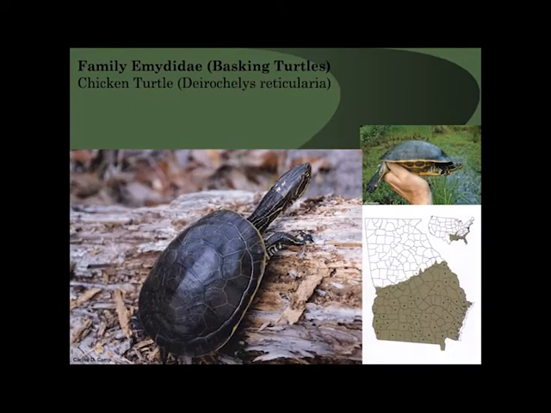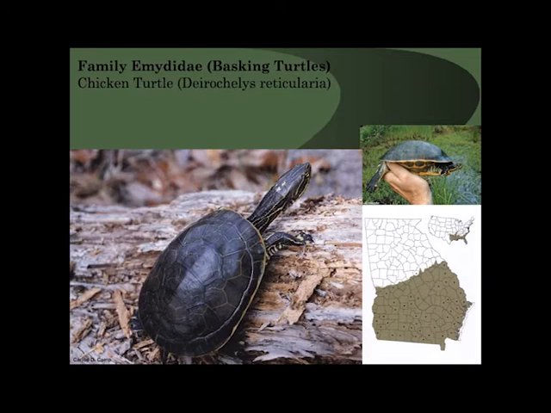The chicken turtle, Deirochelys reticularia, is an interesting turtle found only in the coastal plain of Georgia. It has a fairly high dome shell with faint yellow net-like patterns. The head and extremely long neck are about the same length as the entire shell. The head and neck are yellow striped, and the plastron is lemon yellow.